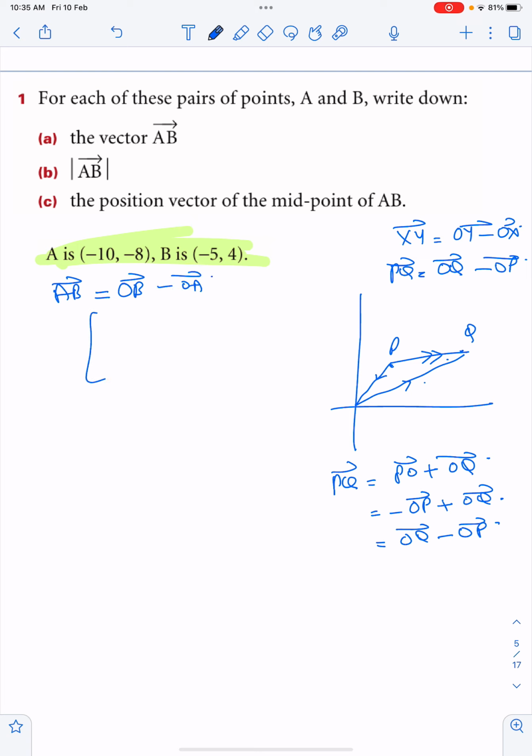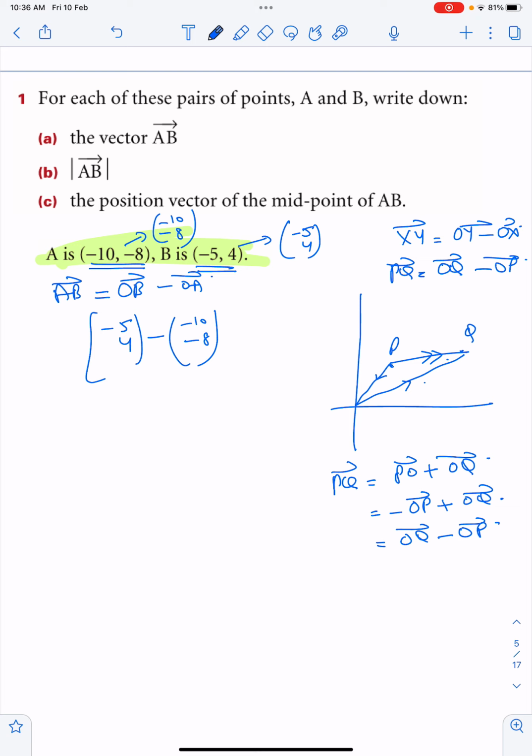Okay, OB is written in the coordinate form. If I want to write it in the vector form, it's going to be minus 5, 4 written as this in the vector form, and minus 10, minus 8 can be written like this in the vector form. Okay, OB minus OA, so minus 5, 4 minus minus 10, minus 8. Okay, let's simplify this. Minus 5 plus 10 is going to be 5, and 4 plus 8 is 12. This is the vector of AB.